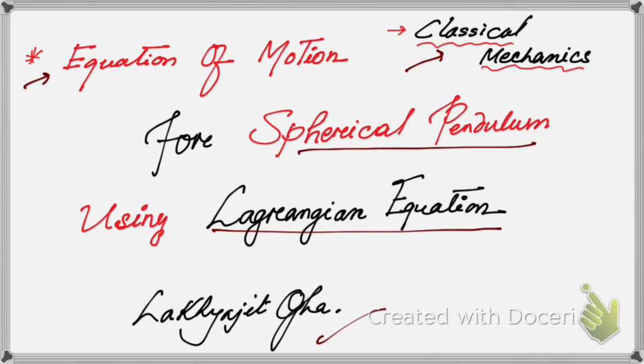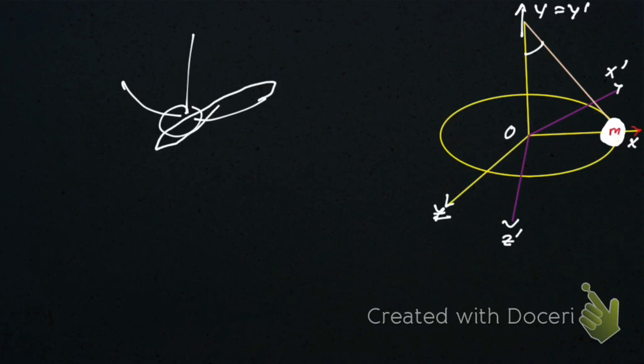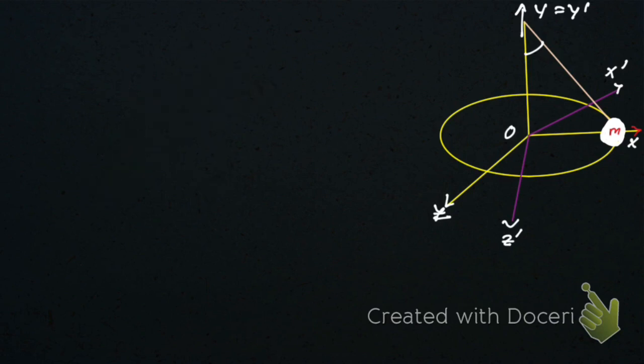So now let's start. Suppose here you see this is a pendulum. The spherical pendulum is similar to the simple pendulum, but it can oscillate three-dimensionally. That means in case of a simple pendulum, it can oscillate in this direction only, right? But in case of a spherical pendulum, it can oscillate this way, like that, in all directions, right? So hope you have understood. So just imagine like this.